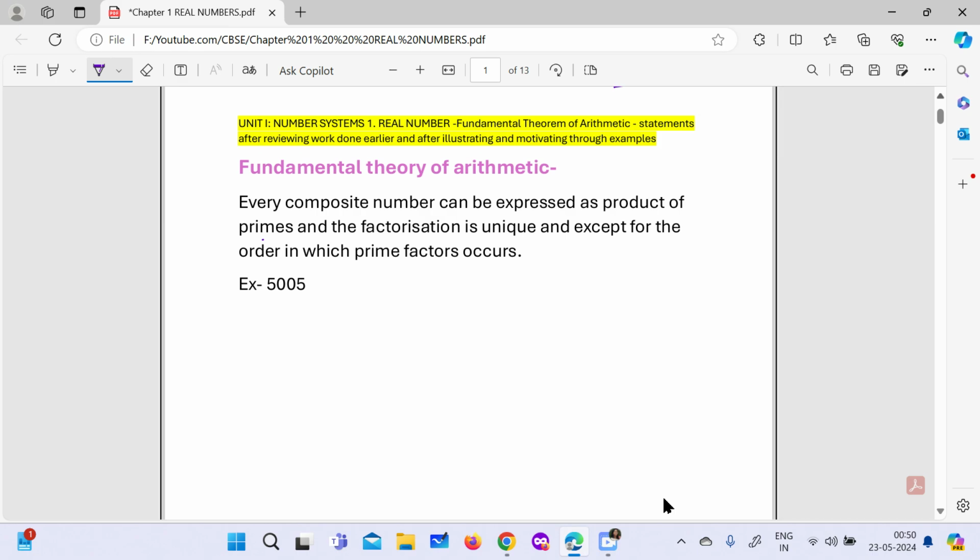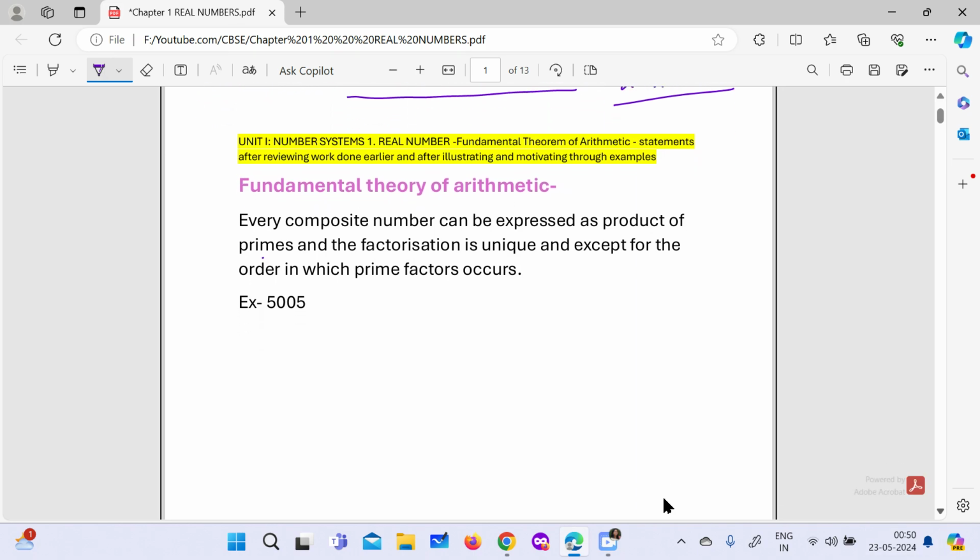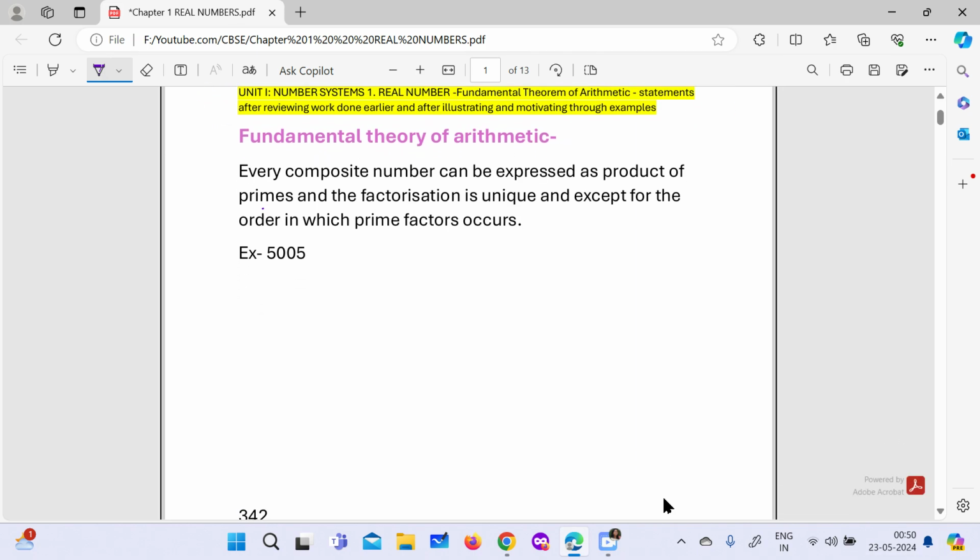And in today's class, we are going to study Chapter 1, Real Numbers, which is intended for CBSE Grade 10. This class is going to be in accordance with the NCERT latest syllabus 2024-25. Okay, let's start the chapter Real Numbers, and we are going to start with the Fundamental Theorem of Arithmetic. So let's see what the Fundamental Theorem of Arithmetic is.